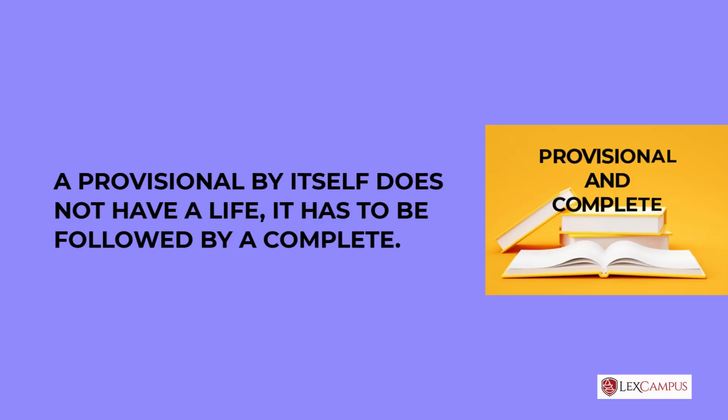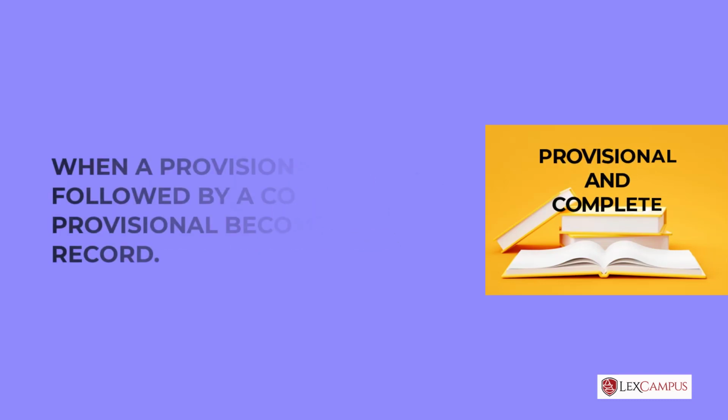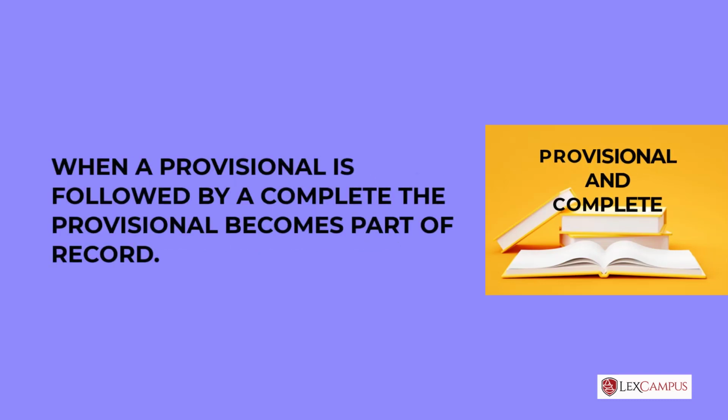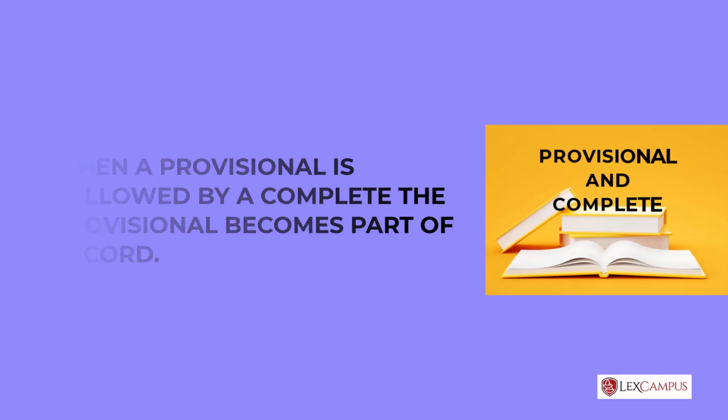There are some cases where you can cancel a provisional. We have a provision for that. There are some cases where you can withdraw a provisional or cancel it. Those are the exceptions. But normally, when a provisional is followed by a complete, the provisional becomes a part of the record and it will be available for anybody who asks for a copy. Similarly, a provisional which is not followed by a complete is regarded as abandoned, and a provisional that is abandoned is not published and it does not become a part of the prior art.